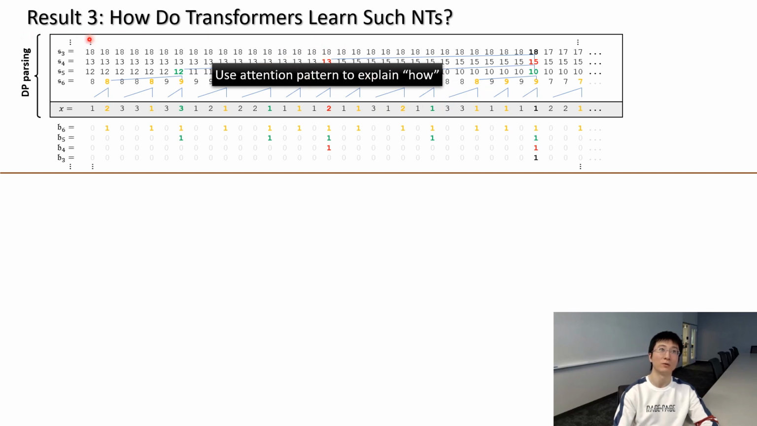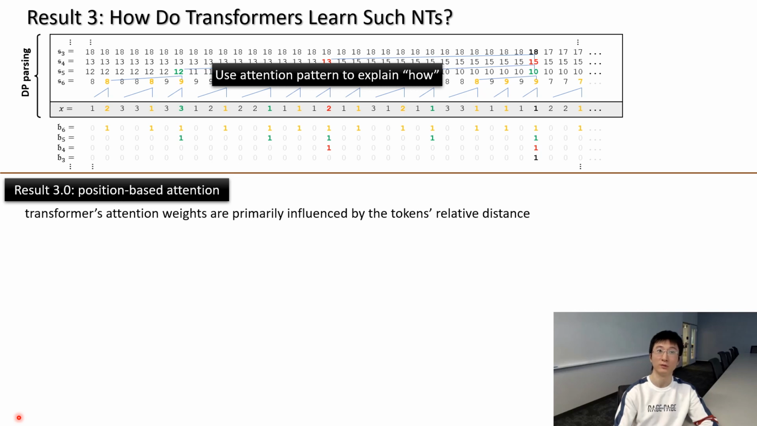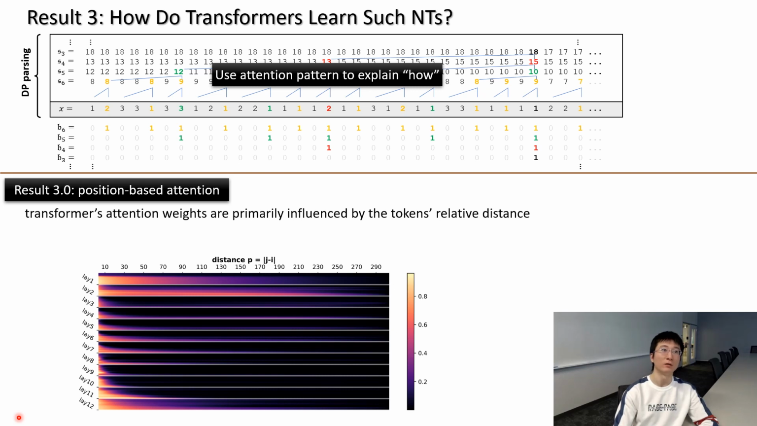So this is our result 3, in which we first showed you a very simple thing. That is, if you look at the attention weights, then transformers' attention weights are primarily influenced by the token's relative distance. This may not sound that surprising. For instance, if you look at the different layers, and each layer has 12 heads, so the 12 rows sitting here represent the 12 heads for layer 7, then you see that there is a multi-grid like pattern. That is, some heads prefer tokens that are closer, and some heads prefer tokens that are further away, and so on.